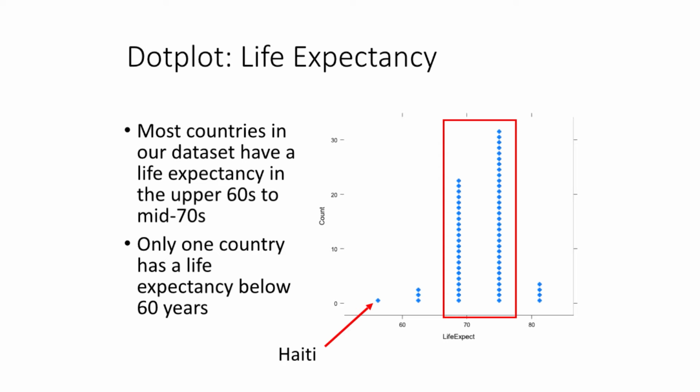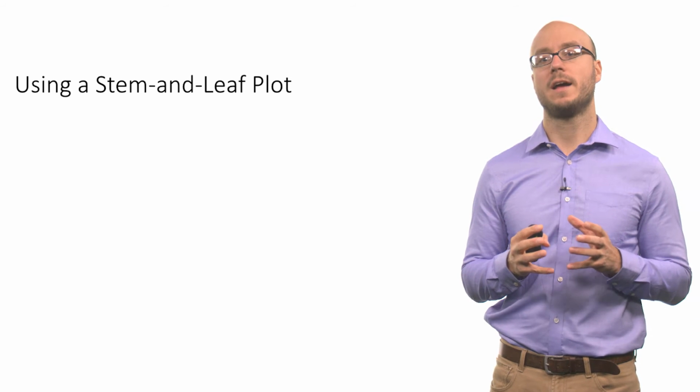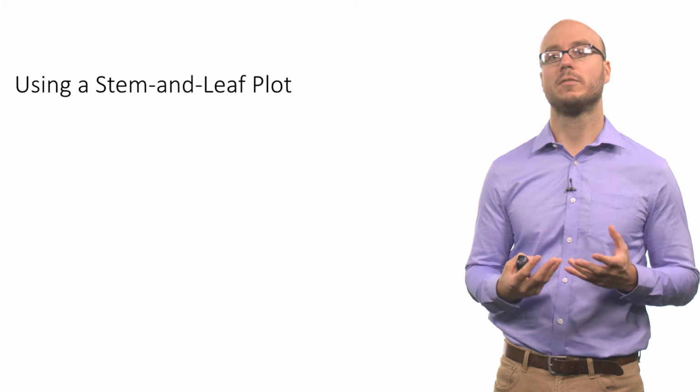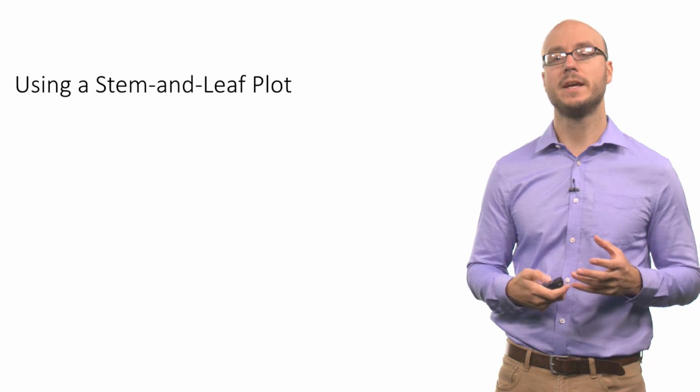So you can see a dot plot can be quite useful for understanding the center part of a distribution, the spread, but also whether or not there are outliers. In this case, in our data set, Haiti seems to be an outlier. It's an extreme value. It has a lower life expectancy than most of the other countries in our data set. Another useful sort of plot for a numerical variable is something called a stem and leaf plot.